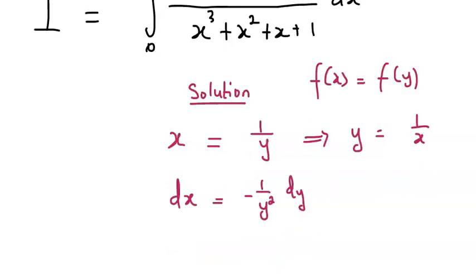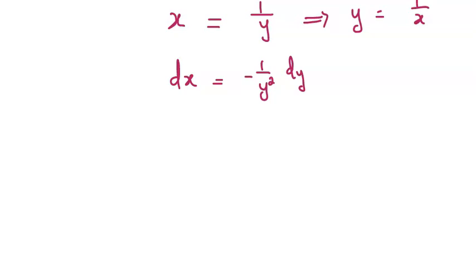Okay, so the integral I is going to be equal to the integral. Now let's check out the limits. When x is approaching 0, y is approaching 1 all over 0, which is infinity. And when x is approaching infinity, y is approaching 1 over infinity, which is equal to 0.